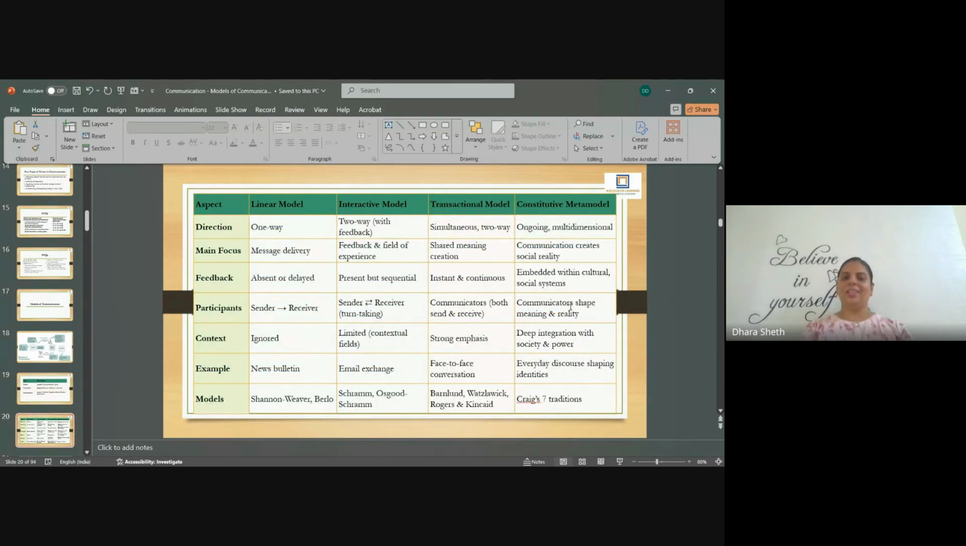So linear model is one way, where the communication happens one way and there is no possibility of feedback. Let's say, for example, television. You cannot give any feedback to the television, right? There's no way you could reply. The main focus is on delivery of message. The feedback is usually absent, or even if it is there, it is very delayed.